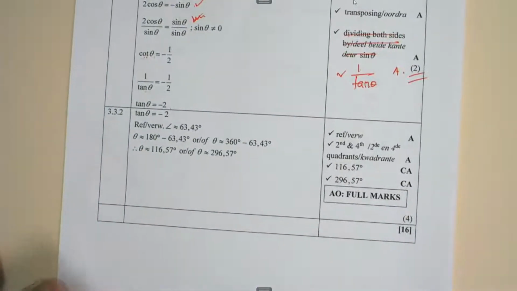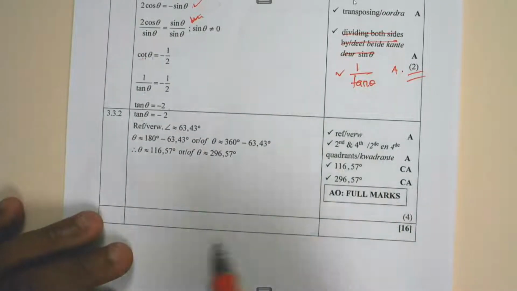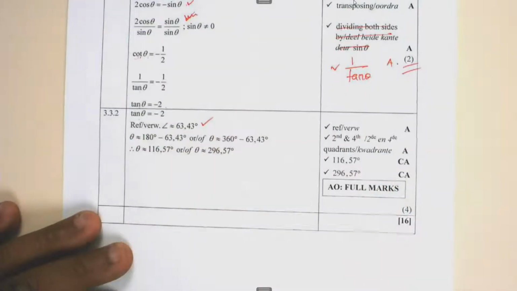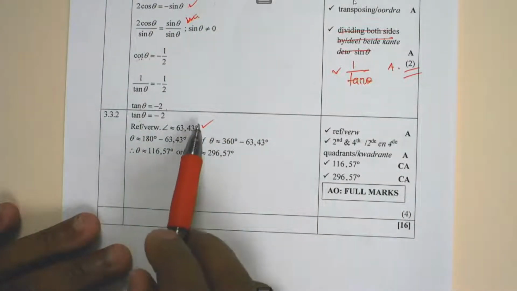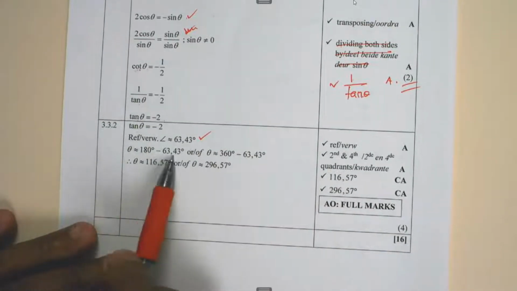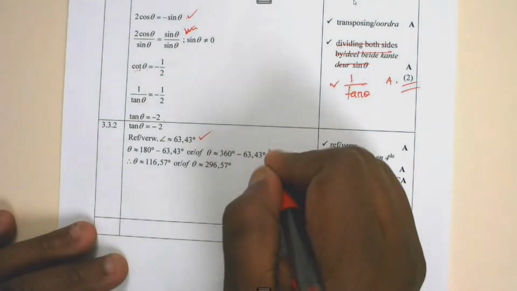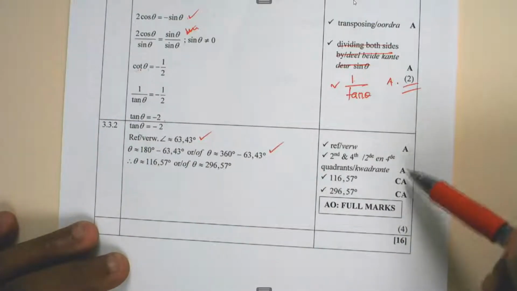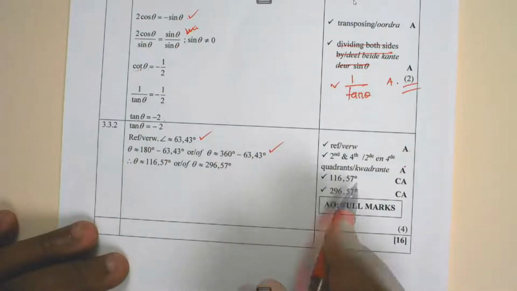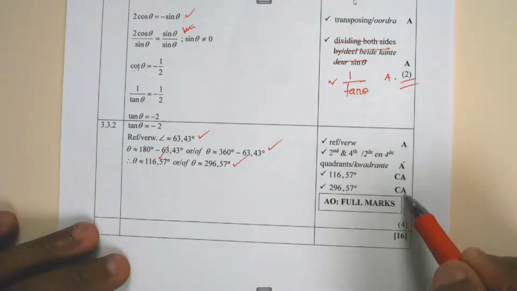Now, as you continue, 3.3.2, tangent theta is equals to -2. 1 mark will be for the reference angle. First mark will be for the reference angle. And then the second mark will be for both second quadrant as well as the fourth quadrant. Both of them a mark. And these 2 are consistent accuracy marks. And then you get a mark for the angle, and then the mark for another angle. And these 2 are CA marks.